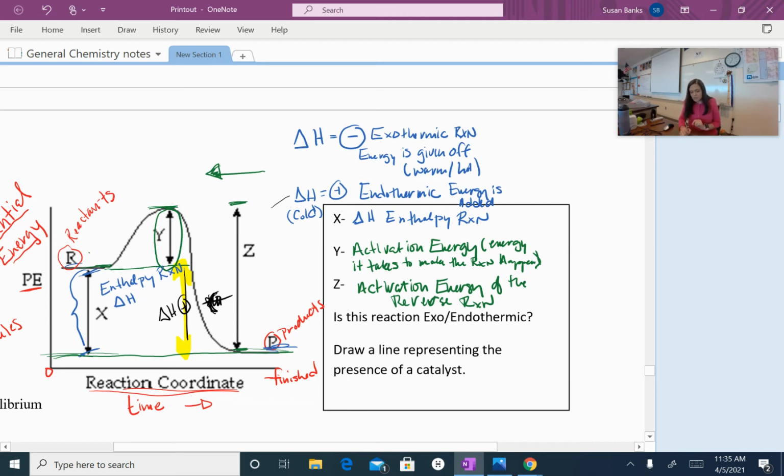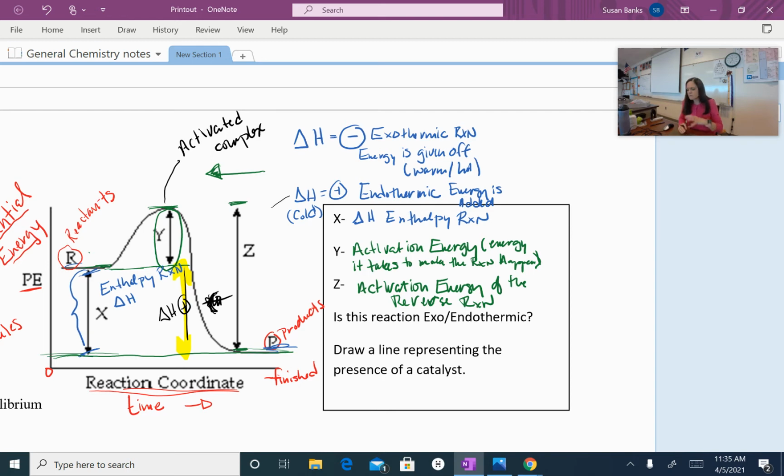Now, I also want to notice what we call this area right at the very top of the energy curve. This at the top of the energy curve is what we call the activated complex. That activated complex is kind of the in-between molecule. It's the molecule where we're breaking the reactants' bonds and we're starting to form the products' bonds.